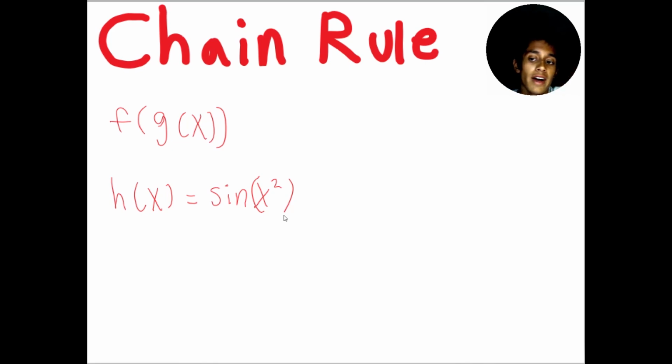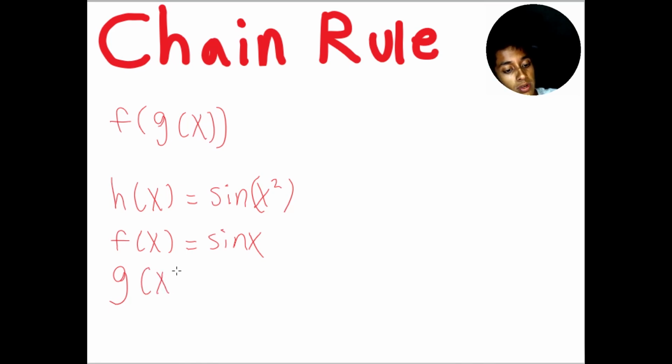Let's start with f of x. F of x is the outside function. So what's wrapping the inside function? Well, in this case, f of x would be sine of x, because sine is on the outside of our composition function, h of x. And you can see g of x is on the inside. So what is on the inside of sine of x squared? Well, g of x would be x squared.